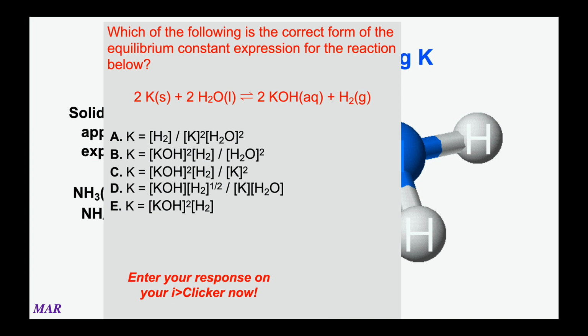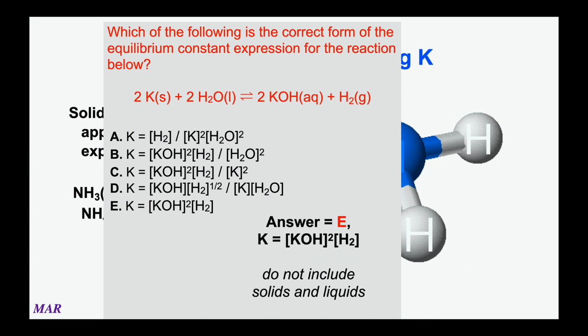So if you look at all those options, answer E would be the correct one here. You'd have KOH quantity squared times H2, and in the denominator, because K and water were solids and liquids, you would just have a 1 right there. So that also brings up another thing. If everything on the reactant or the product side is solid, liquid, whatever, just put a 1 there. Only put aqueous and gaseous things in your equilibrium constant expressions.